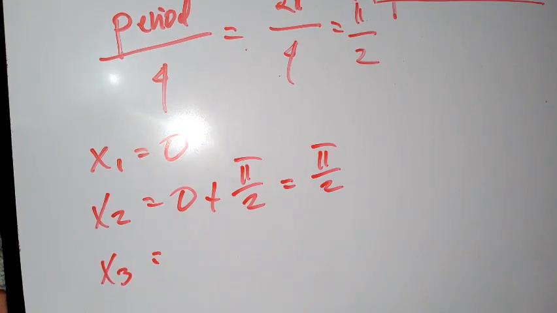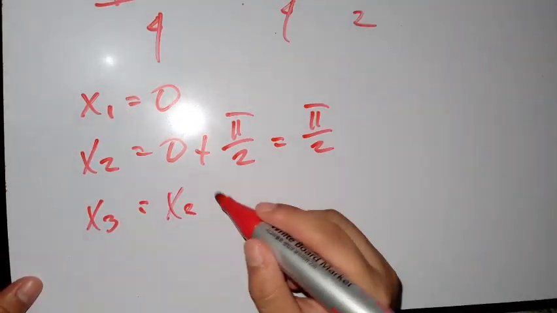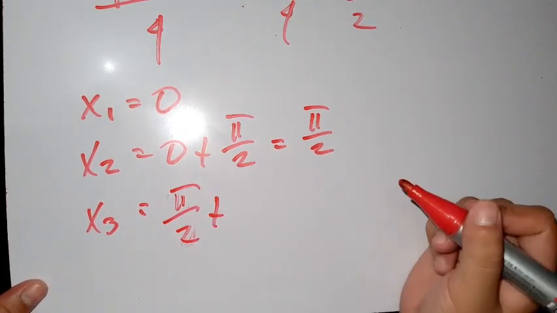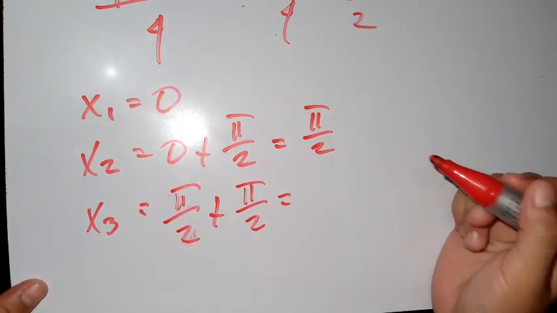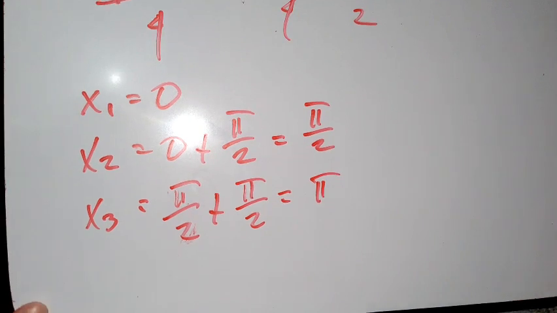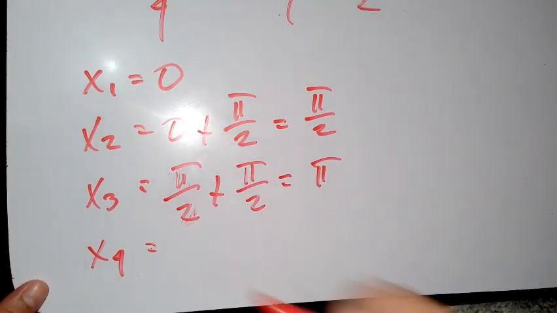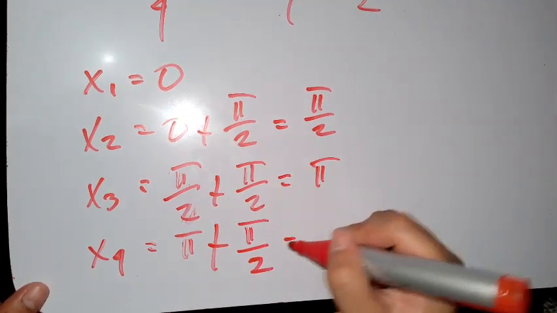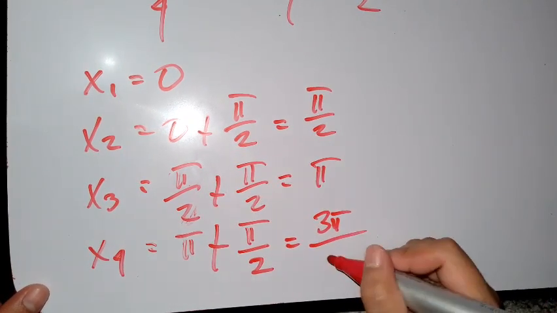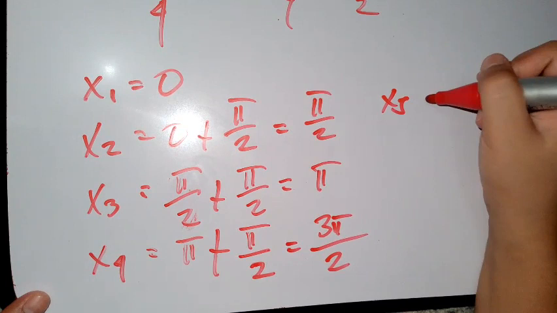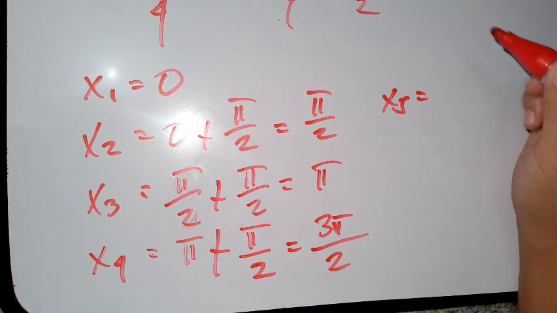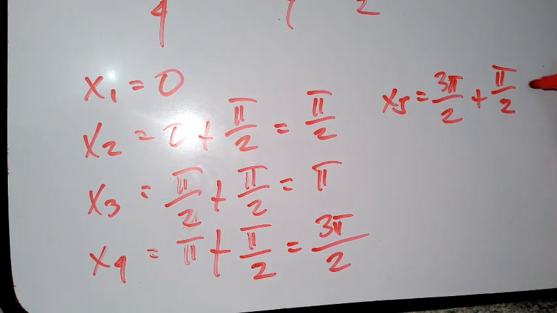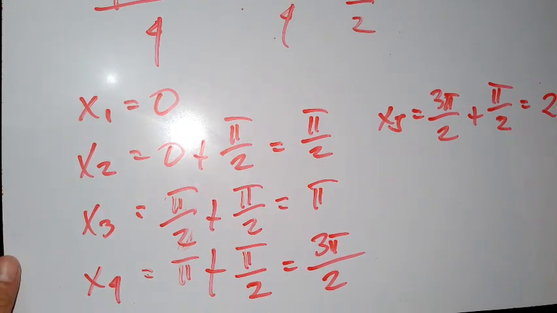For x sub 3, the formula is x sub 2 plus the period over 4, so pi over 2 plus pi over 2 is pi. Next, x sub 4 is x sub 3, which is pi, plus pi over 2, so we have 3 pi over 2. And lastly, x sub 5 is x sub 4, which is 3 pi over 2, plus pi over 2, so we have 2 pi.